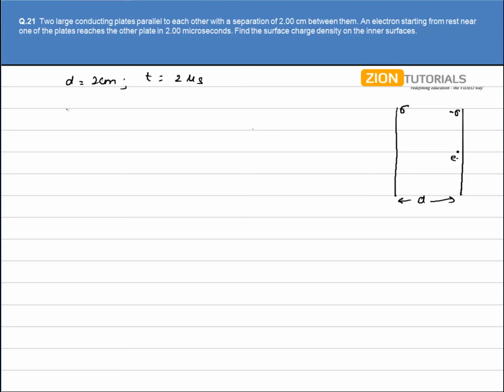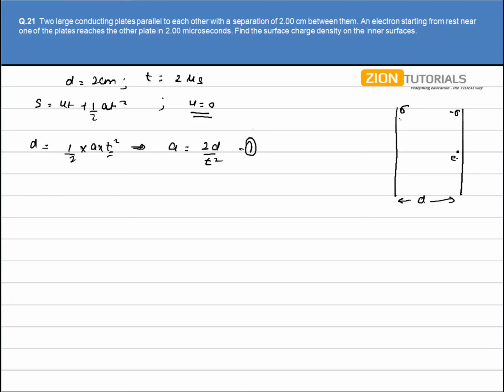Fine. So first of all, I'll use the equation S equals ut plus half at square, so as to calculate the acceleration of the electron. The initial velocity is of course 0, as it starts from rest. So S equals d, equals half a t square. The t is the time taken to reach the other plate, so acceleration comes out as 2d by t square. Let it be equation number 1.